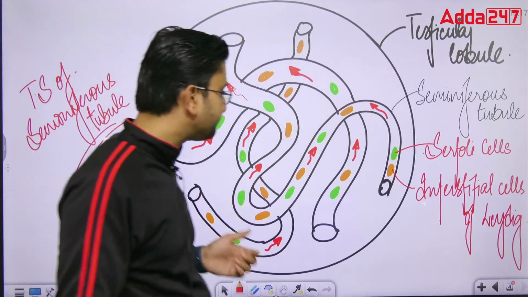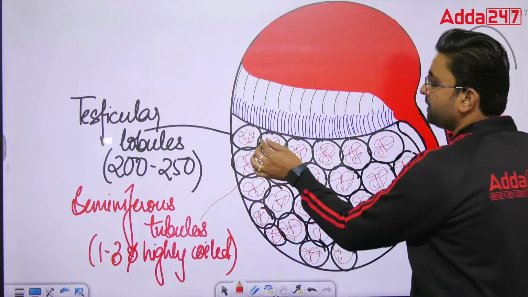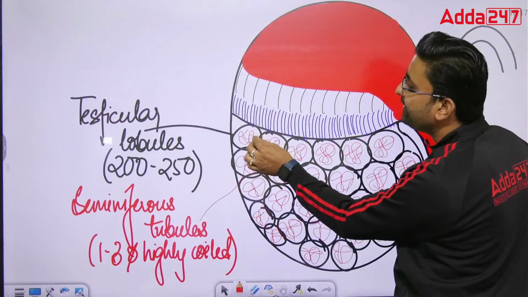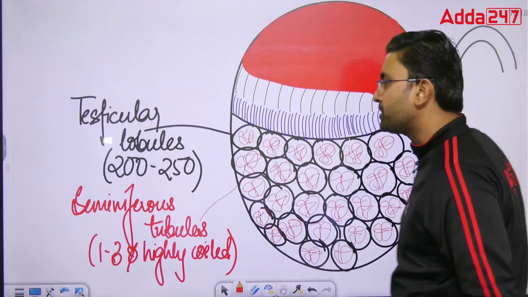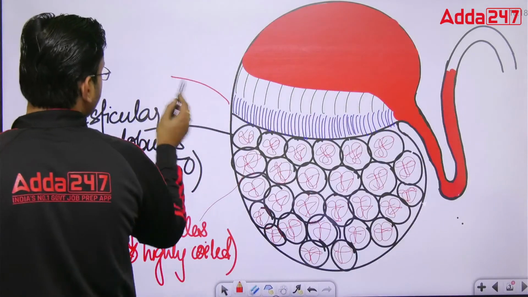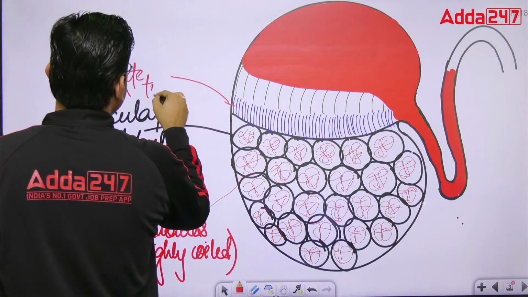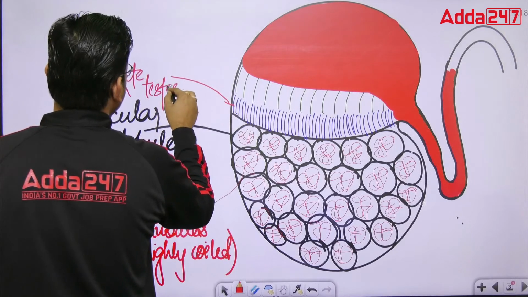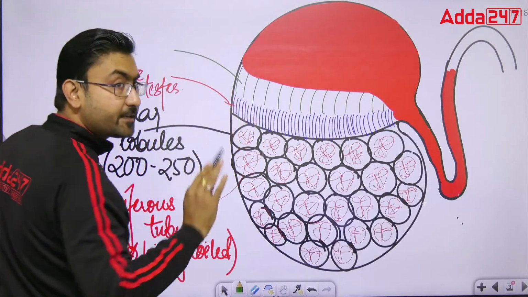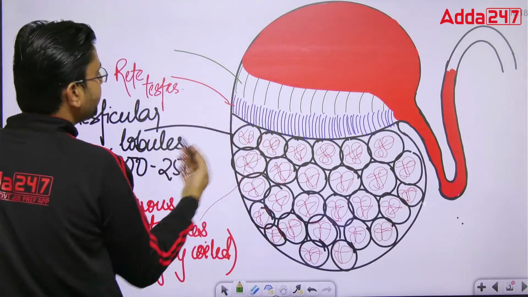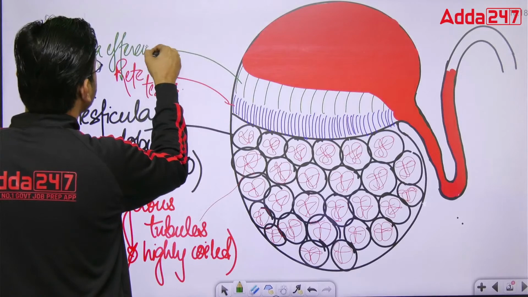They move out of this seminiferous tubules. And where do they go? Now after rupturing the seminiferous tubules, they will enter into this small ductules which are called rete testis. So this is rete testis. And the ductules of wider cross section as compared to rete testis is vasa efferentia.